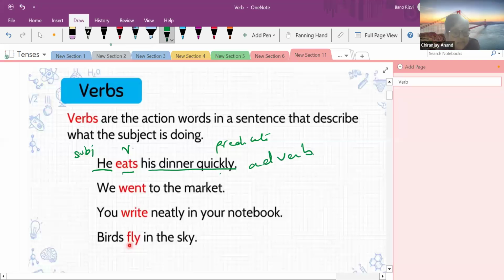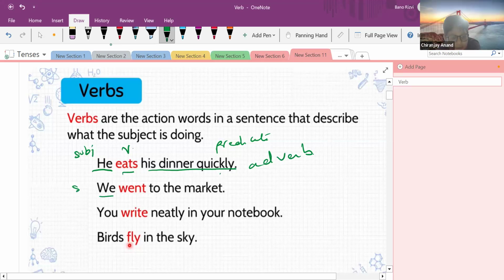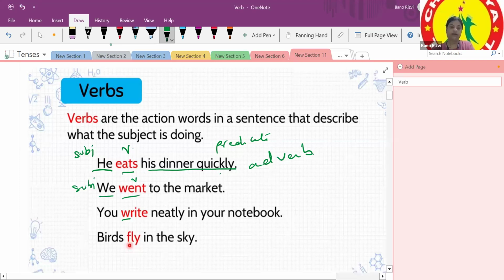Okay, fine. So: we went to the market. Write it neatly in your notebook. We is the subject. Went is the verb. The rest is the predicate. So those in red are the verbs here.